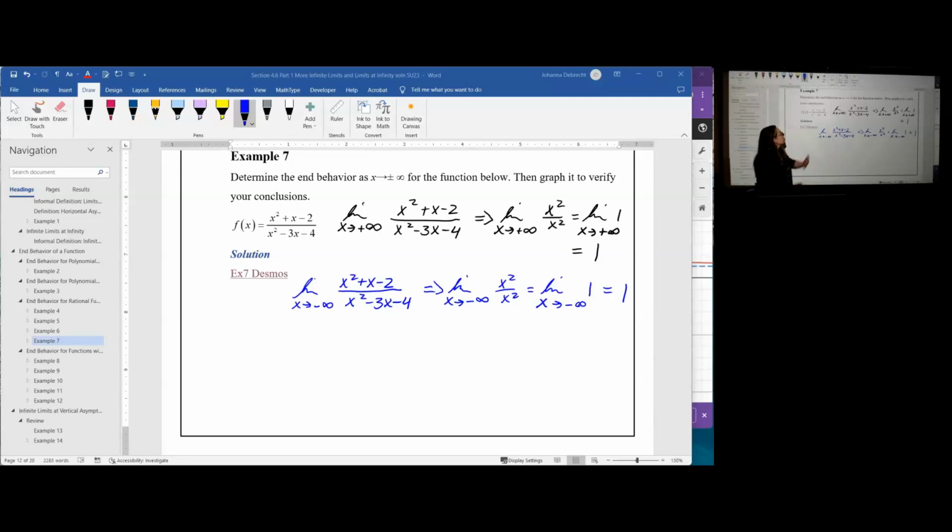In this problem, notice that the degree of the numerator is 2 and the degree of the denominator is 2. Both the numerator and denominator are polynomials, so I predict that I will have the same horizontal asymptote on the far right that I have on the far left, because it is a rational function and the degrees are equal. In this case, it's going to be the ratio of the leading terms, x squared over x squared, which reduces to 1, and the limit of a constant is the constant. This applies to both sides.